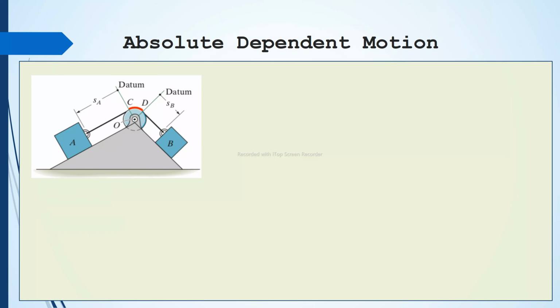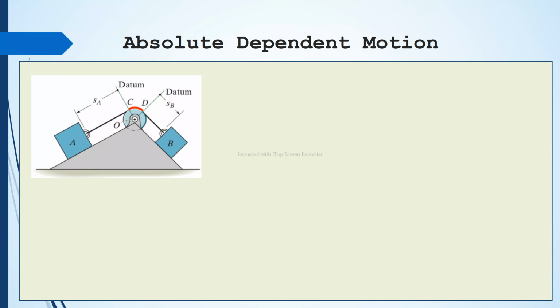Let's start our absolute dependent motion discussion. We have a figure here with a box A and a box B. Box A and B are connected by an extensible cord.